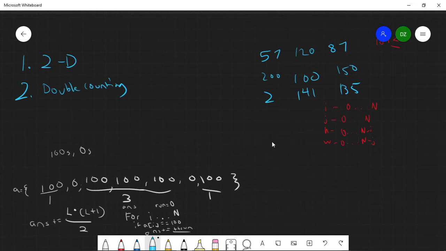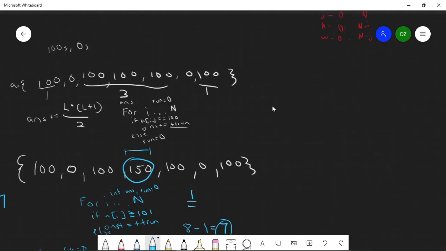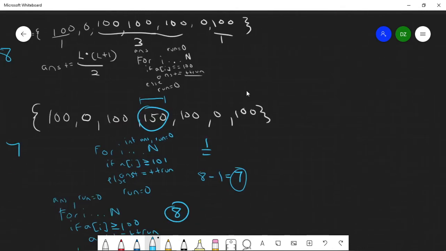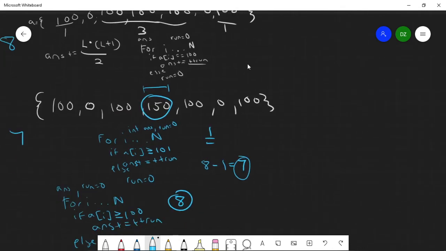Now, how are we going to convert this into 2D? Because with 2D, let's say I add another array, maybe like this, what's going to happen is you're going to have rectangles like this in all four cardinal directions, and it's going to be crazy.